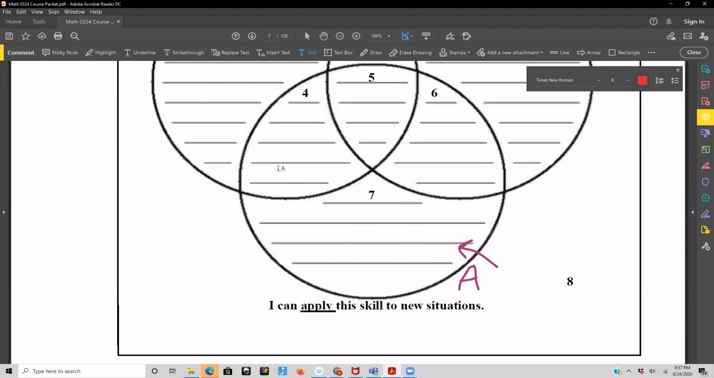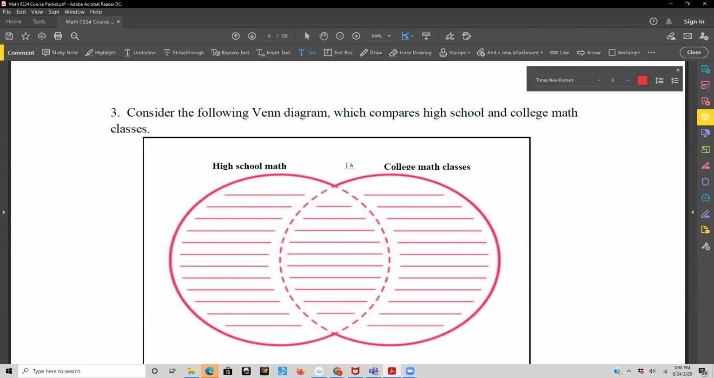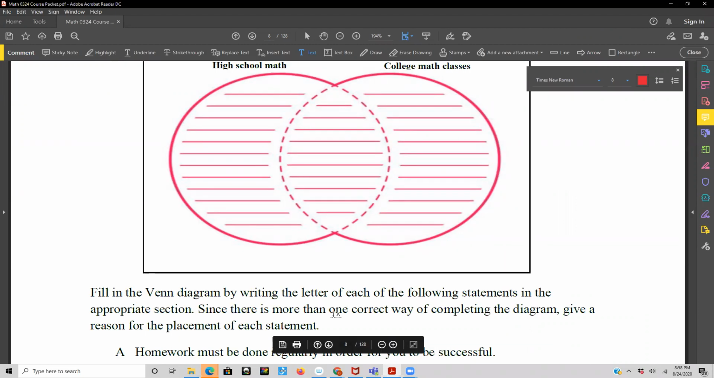All right, consider the following Venn diagram, which compares high school and college math classes. So what you're seeing is you have some high school math and college math, and you have some overlap, right? Some kids take calculus in high school, and some take it in college. So there's some that give you college credit, right? So it says, fill in the Venn diagram by writing the letter of each of the following statements in the appropriate section.